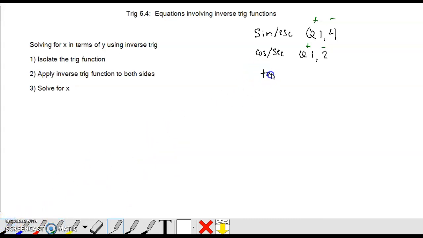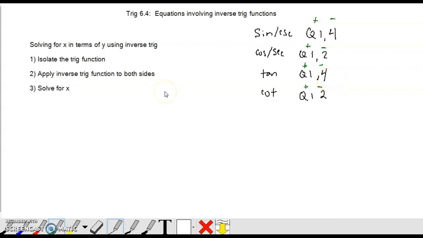And then tangent's weird. So tangent's quadrants 1 and 4. And that has to do back to when we graphed tangent. We're only dealing with those two quadrants. And then cotangent is quadrants 1 and 2. So quadrant 1 is where it's positive, quadrant 2 is where it is negative. Everything else, notice that the one quadrant that is not shown is quadrant number 3.